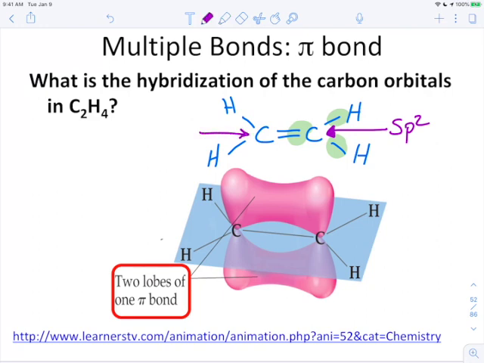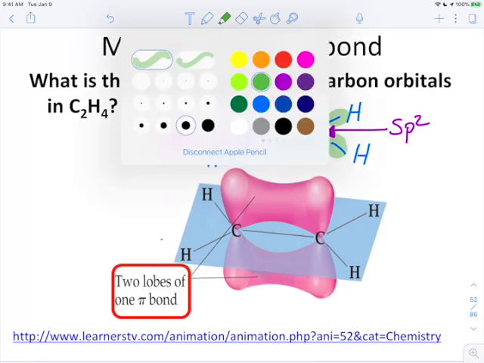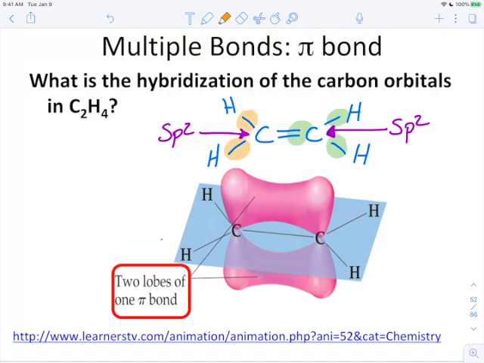All right, so on the other side, I'm also going to call it an sp2 because it has 1, 2, 3 electron groups around it. So any questions on how we'd identify the hybridization on those carbons?